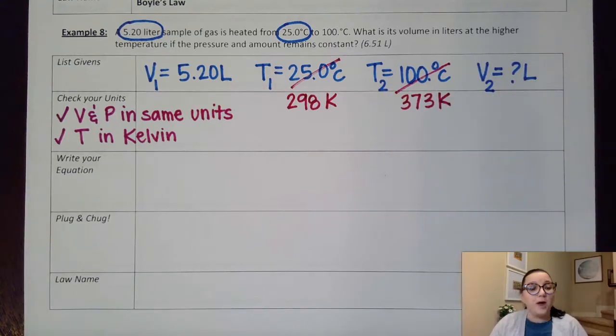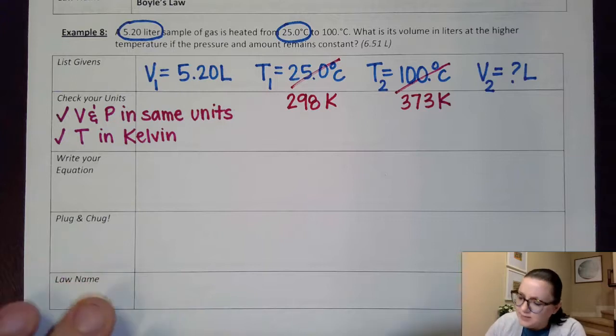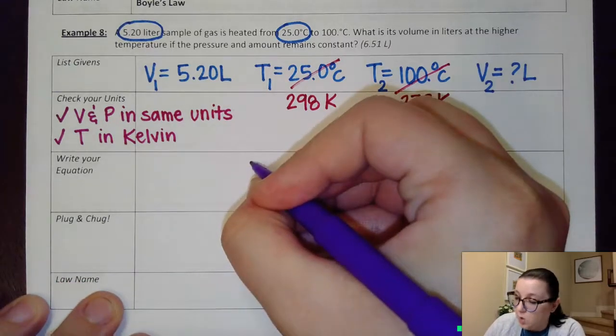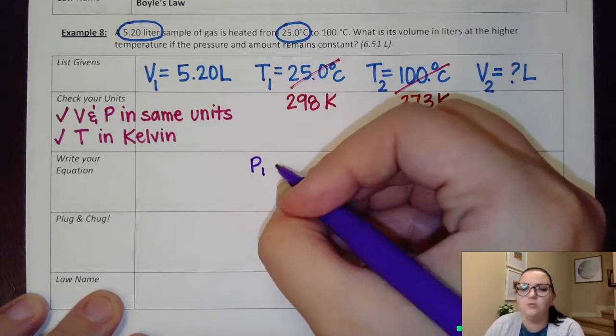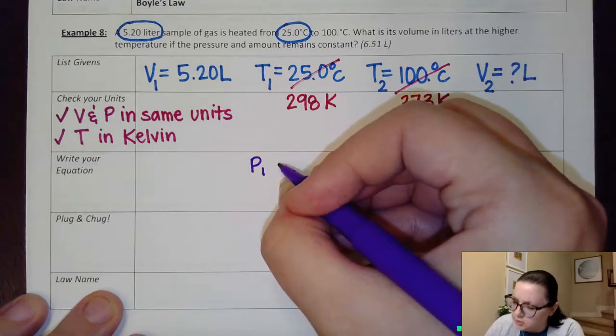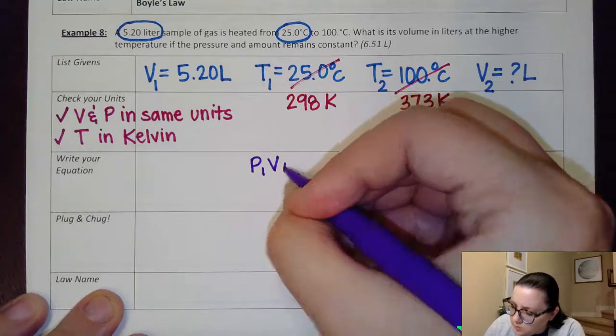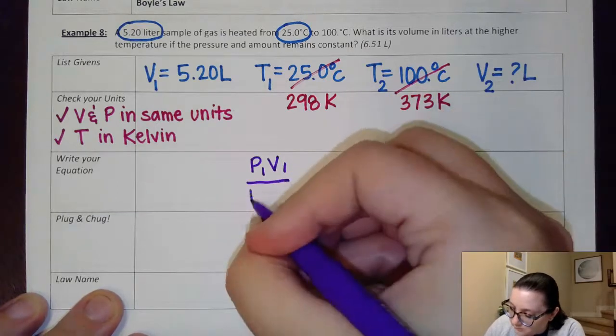I next want to write my equation. If you can already see what remains constant, you don't have to write all of the variables, but a lot of times I like to go ahead and write down the whole combined formula. Anytime I see I have 2 volumes or 2 temperatures or 2 pressures, I know I'm going to be using my combined equation.